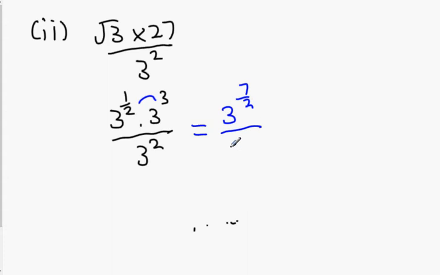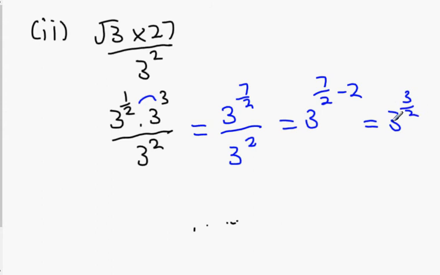And what do you do next with 3 to the 7 over 2 divided by 3 to the power 2? You minus 2. So 7 over 2 minus 2? Anybody? 3 over 2.